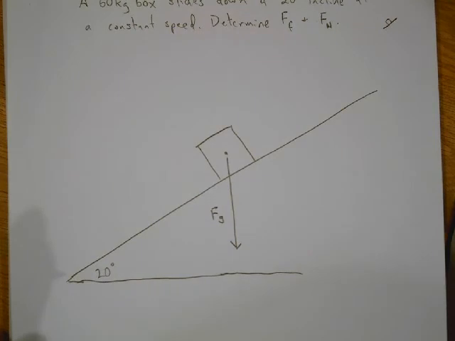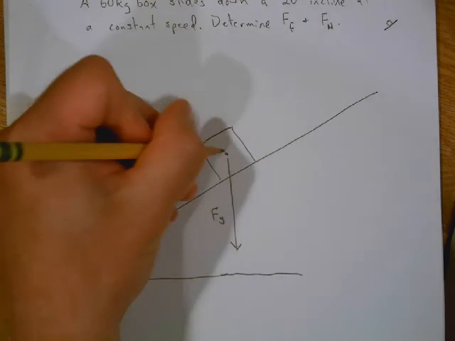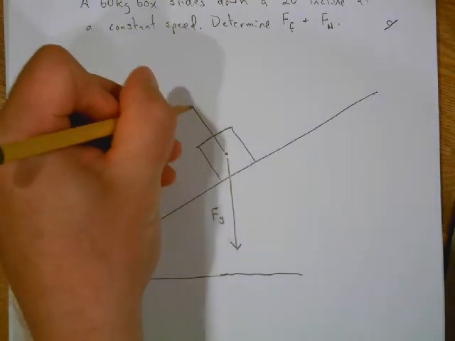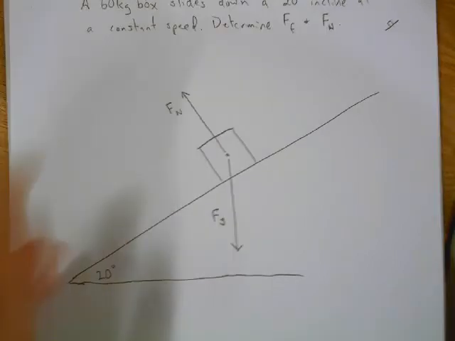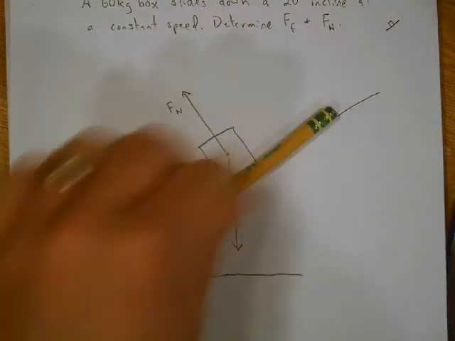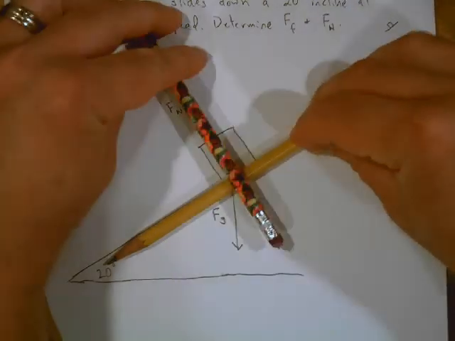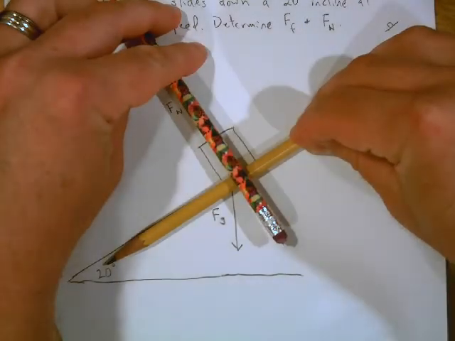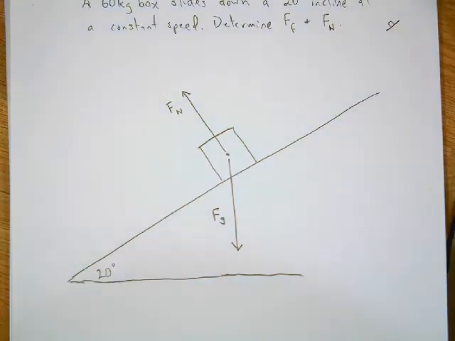What other force is acting on this box? Well, that means the normal force is acting on this box. So the normal force is going to be pointing that way. Why? Because the normal force points perpendicular to the surface. So make sure that if there's my surface, do you see how that is at a right angle? Make sure you draw it at a right angle.